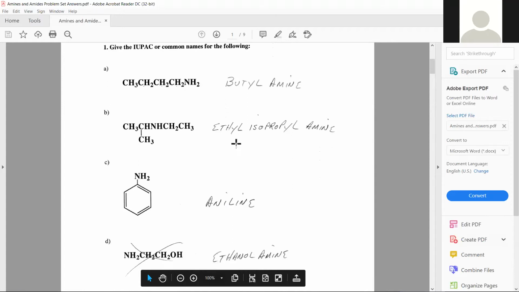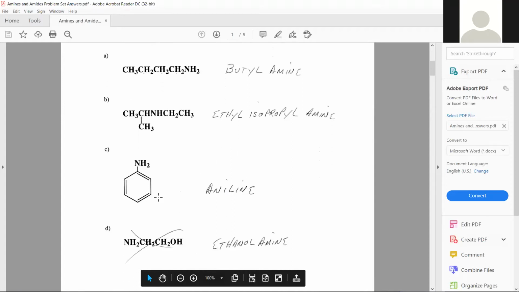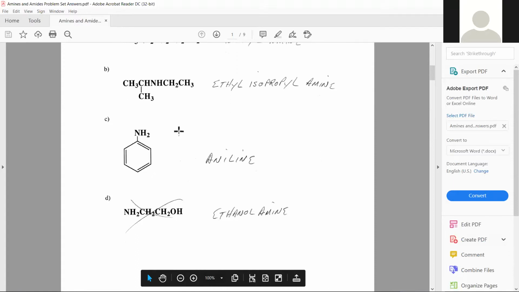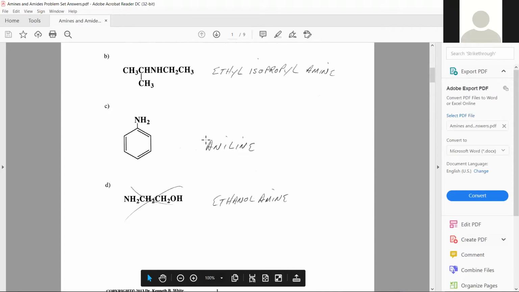And one specific one you should know is a benzene ring with NH2 is called aniline. If you look at B, I did it right, isopropyl ethylamine, or it could be ethyl isopropyl. Now, I got carried away, cross off D. I will never put that on the test or the final.